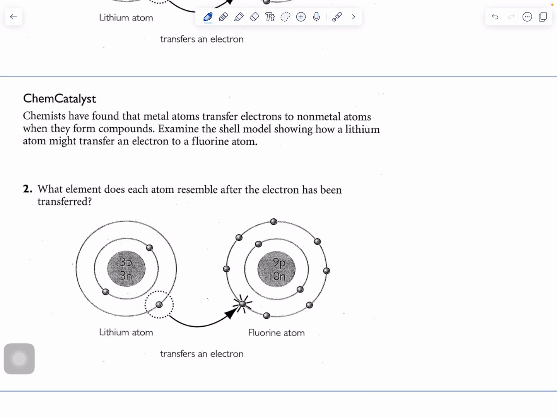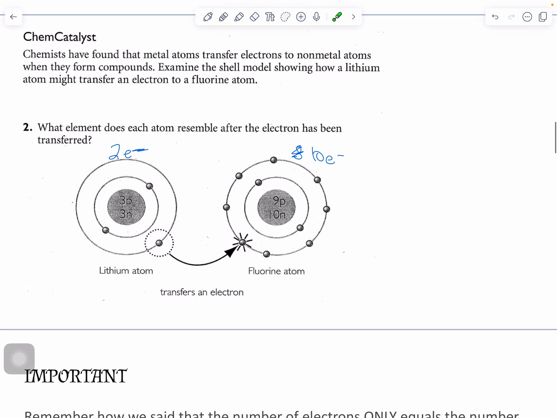What element does each atom resemble after the electron has transferred? The lithium atom has 2 electrons, and the fluorine atom has 10 electrons altogether, 2 in the middle and then 8 in the outer shell. As we look at the periodic table, if it was a neutral atom, what element would have 2 electrons, and what element would have 10 electrons?